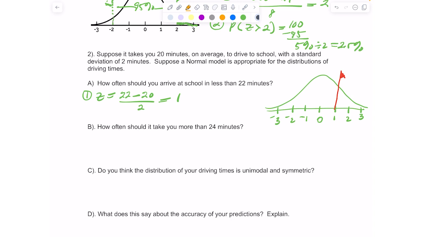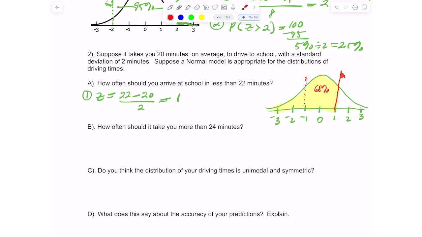How often should you arrive at school in less than 22 minutes? So if I'm looking at less than, I am looking at the area to the left of that. So I want to figure out what this area is. And since I'm using the normal model and I'm exactly at 1 standard deviation, I can figure this out. Between the 2 red flags here, if you'll recall with the normal model, 68% of the data fall within 1 standard deviation above and below the mean.